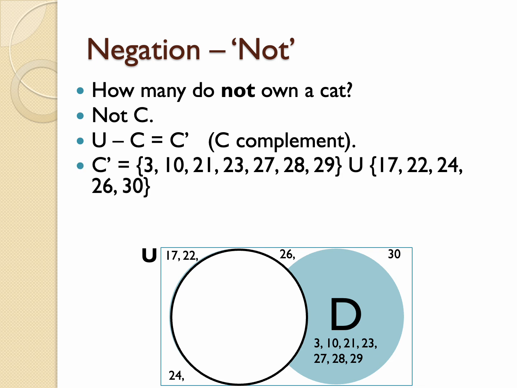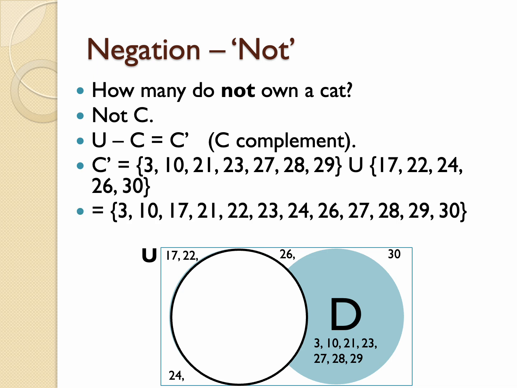So C complement contains all those who only own dogs, as is represented by the elements under D, and all those who neither own a cat nor a dog. So this is shown by the union of these two sets in this last bullet point. And we can finally write it down as a single set as well. These are all the people who do not have a cat.